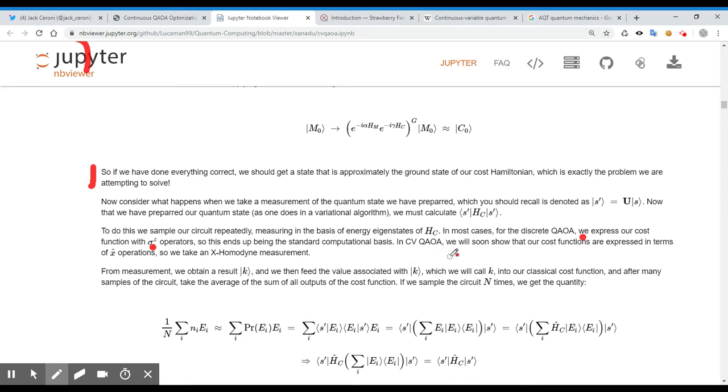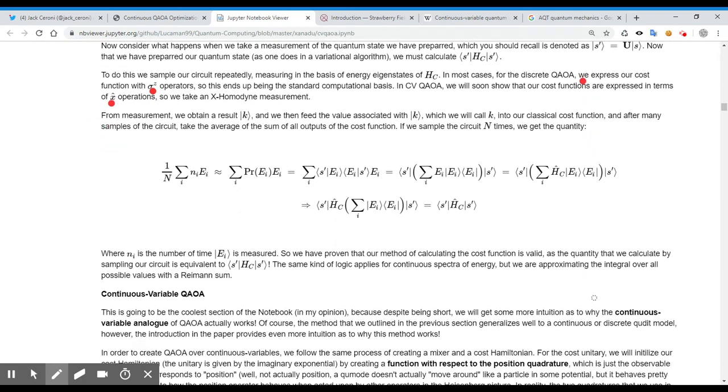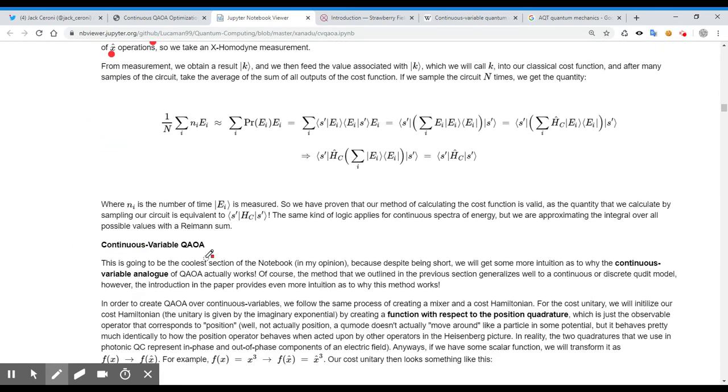In CVQAOA, we will soon show that our cost functions are expressed in terms of x operations, so of the position operations. So we take an x homodyne measurement. Okay. Now, for each measurement, we obtain a result k, and then we feed the value associated with k into our classical cost function. After many samples, we take the average of the sum of all outputs of the cost function. If we sample the circuit n times, then we get the quantity, the amount of times i is measured.